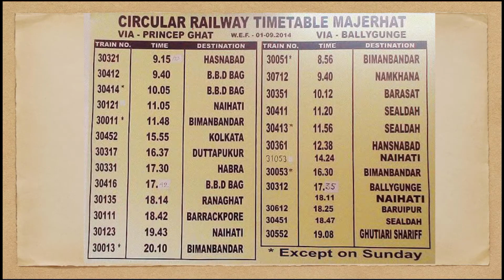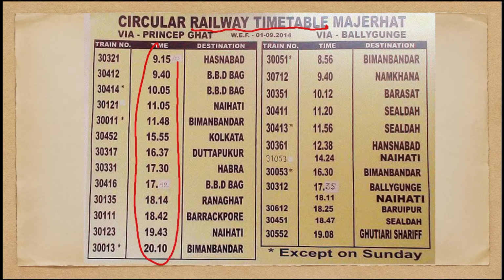Let us see this timetable. This is a railway timetable. Look at these times here. These are all in 24-hour clock system. Can you see here? This is 15:55 hours, 16:37 hours, 17:30 hours. All these are in 24-hour time system.